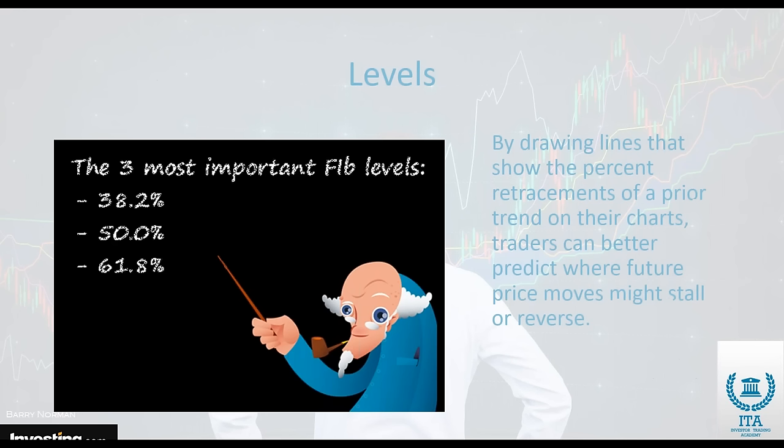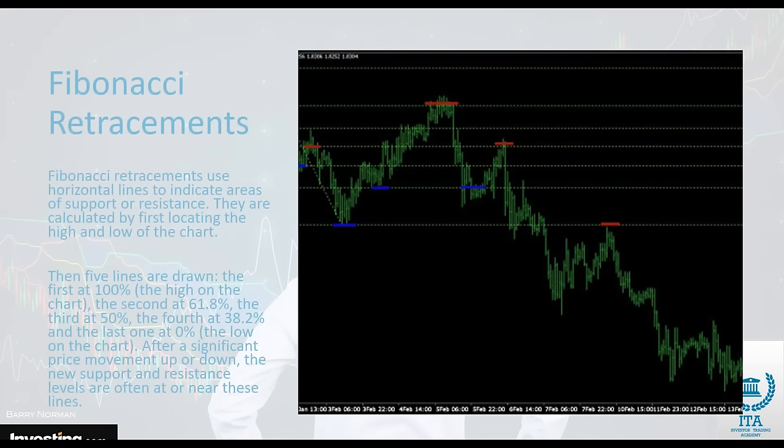So remember, the three most important numbers are 38.2, 50, and 61.8. You should be able to recognize these and understand them very quickly. Okay. So by drawing lines that show the percent retracement of the prior trend on their charts, traders can better predict where future price moves might stall or reverse.